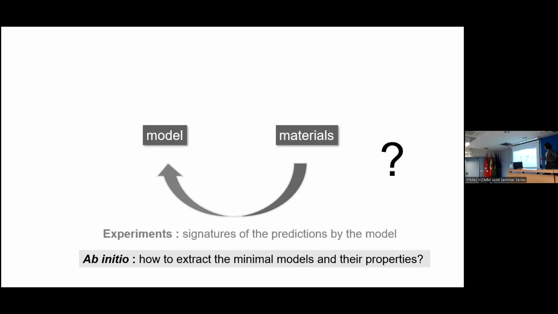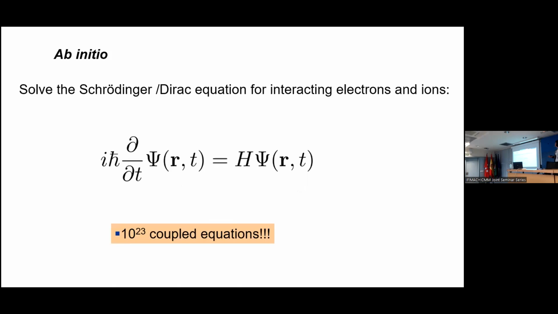And the other is you can just do ab initio and extract these interactions. So for ab initio, what we would do is, okay, we start by solving the Schrödinger equation for my interacting system of electrons and ions. This, of course, we cannot do because of the Coulomb repulsion. These are 10 to the 23 coupled equations.